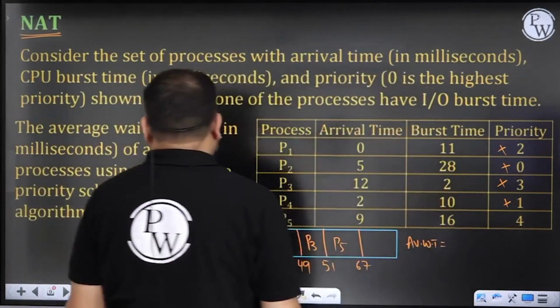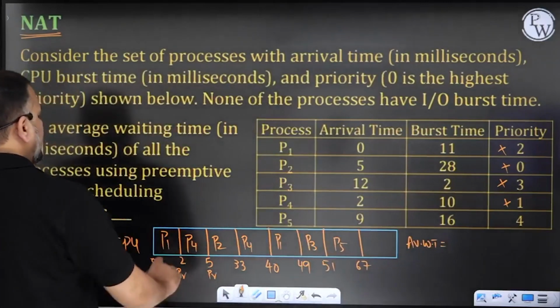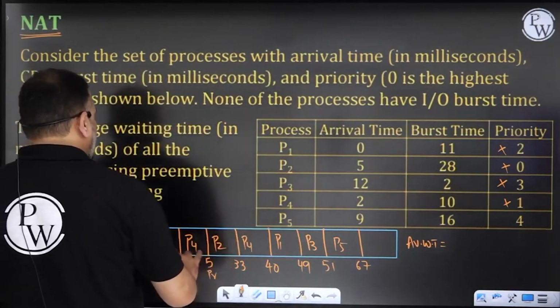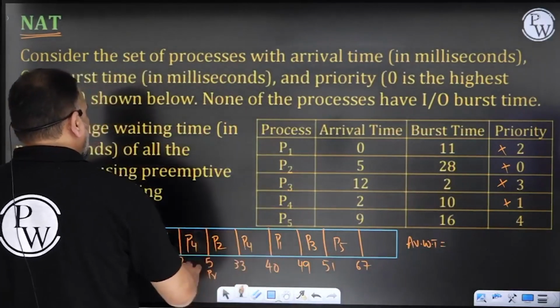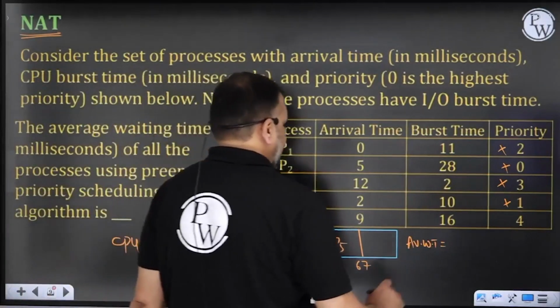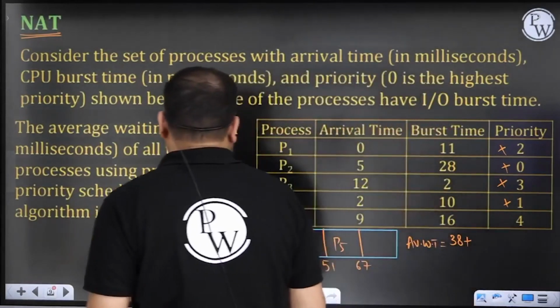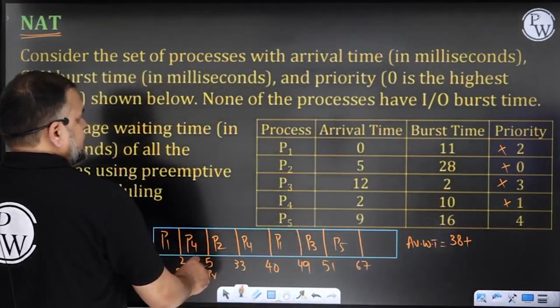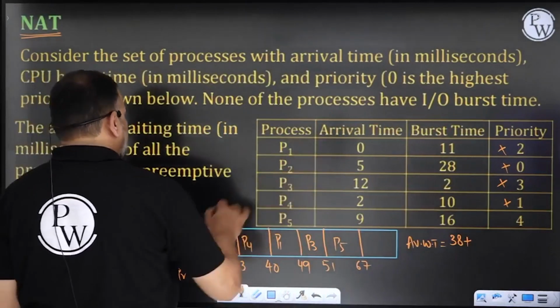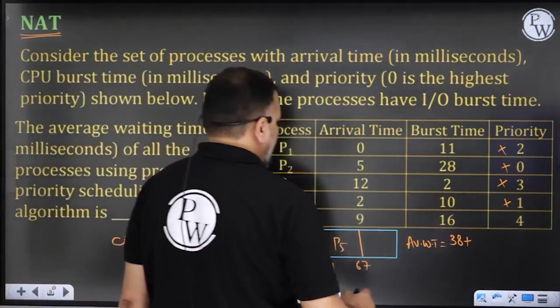Average waiting time. P1 came at 0, ran from 0 to 2 with no waiting, but from 2 to 40 it has waited. How long? 38 units. P1 has waited 38 units. Then P2. P2 came at time 5, got scheduled at 5, no waiting for P2. 0.